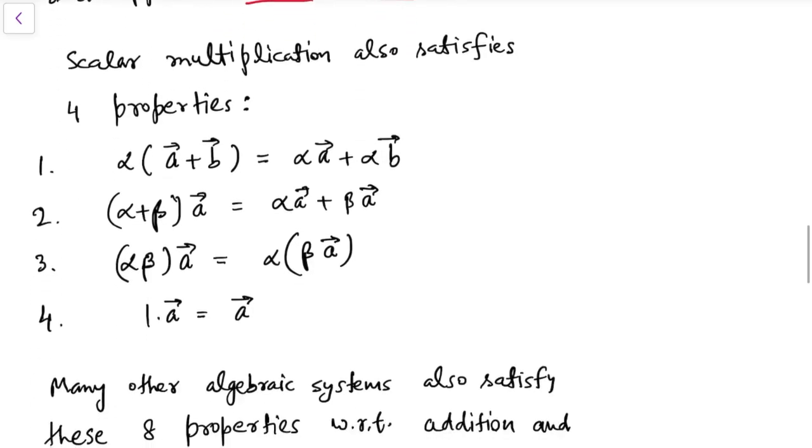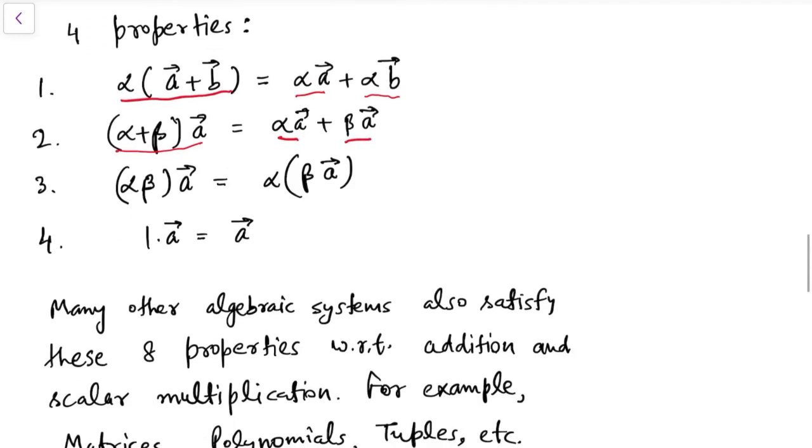This scalar multiplication also satisfies four properties: alpha times (a plus b) is the same as alpha times a plus alpha times b, (alpha plus beta) times a is alpha times a plus beta times a, and (alpha beta) times a is alpha times (beta times a). And if we multiply the vector a by the scalar 1, then 1 times a is a.